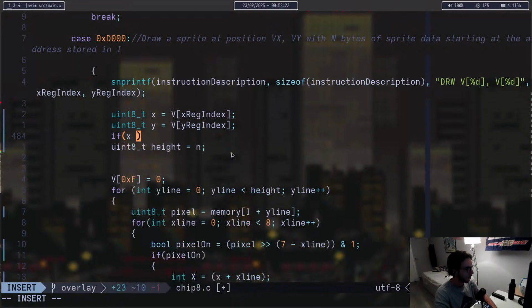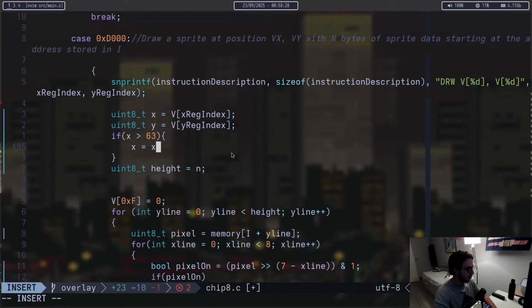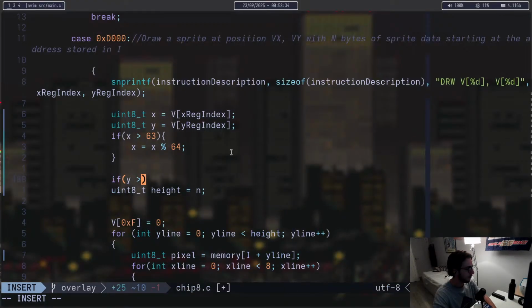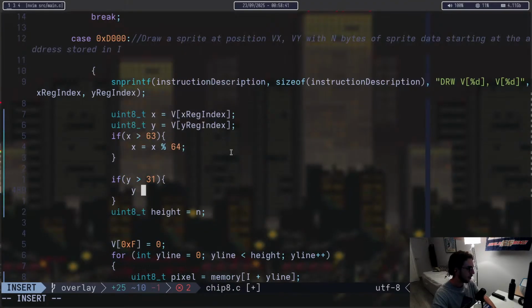So if X is bigger than 64, X equals X modulo 64, this is what I did yesterday. If Y is bigger than 31, then Y equals Y modulo 31.